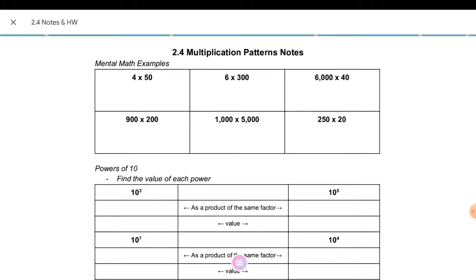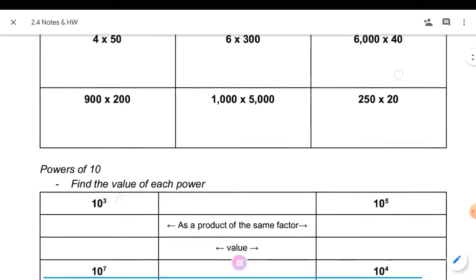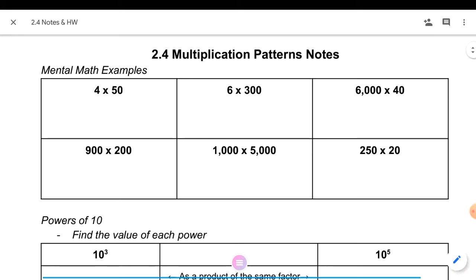We're going to break these into easier problems. Dane, what is 4 times 5? 20. And then, however many zeros are in my problem, I need to add them to my answer. So there's only 1 0 here, so I need to add 1 0 to my answer.